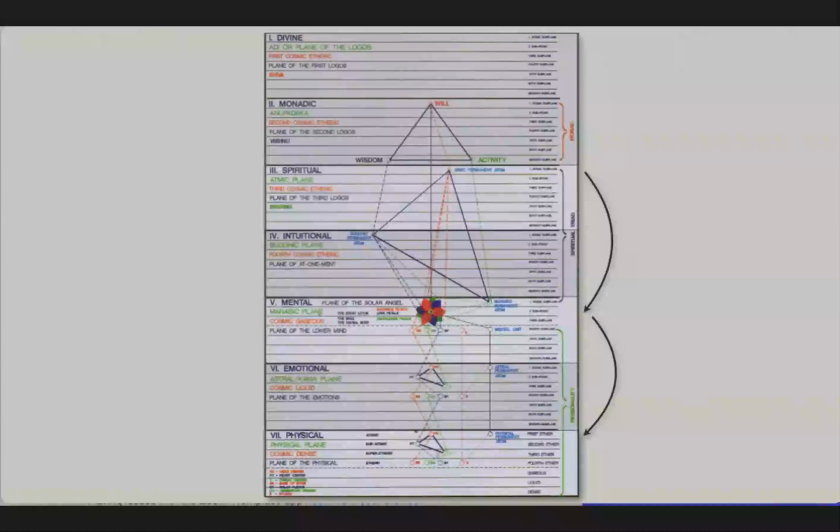Those who use the second rate technique of fusion produce, wait a minute, where am I here? Sorry. Yeah, okay. All right.